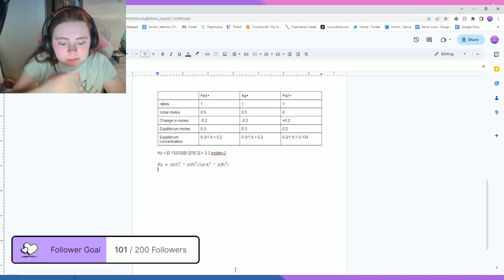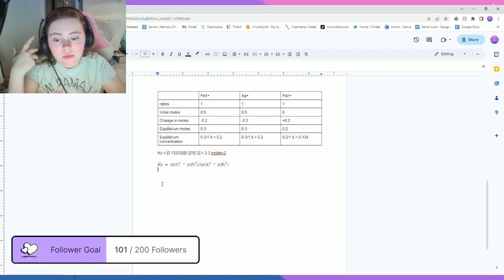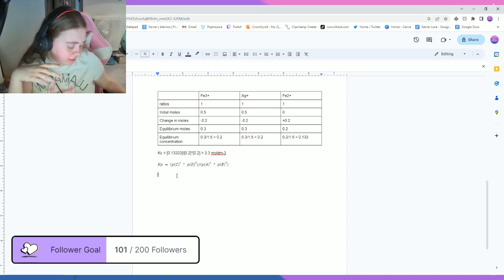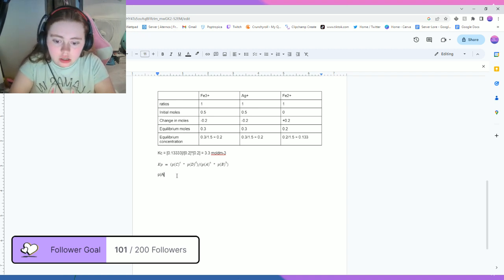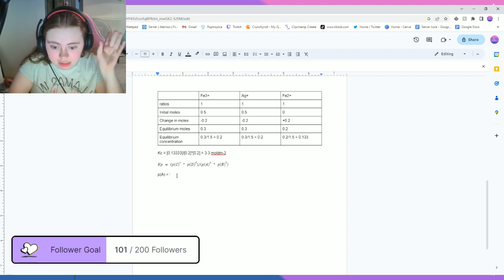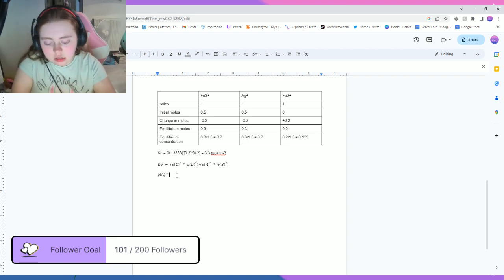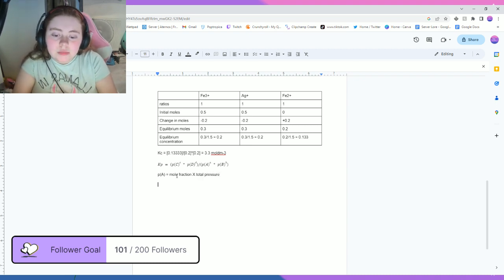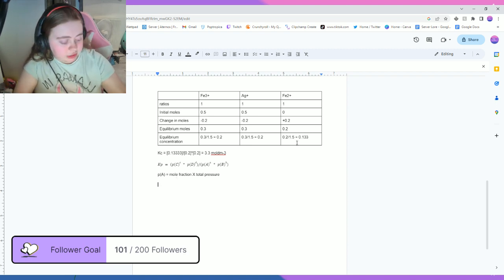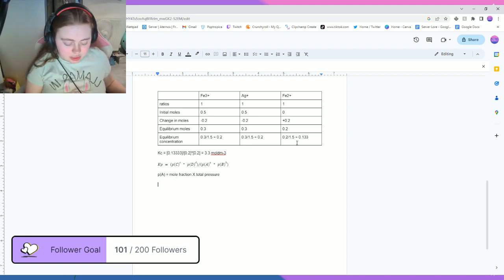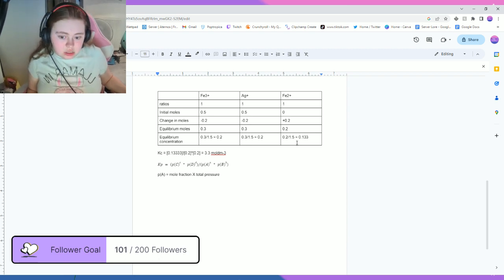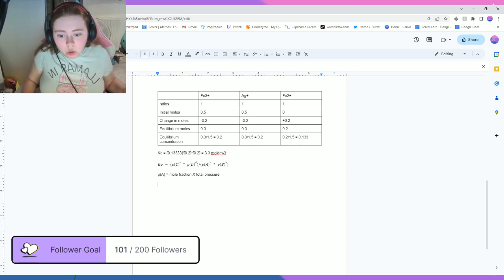What you need to work out partial pressure is this: the partial pressure of one specific reactant or product or compound in the equation is the mole fraction times the total pressure. Now you will be given the total pressure in the question, but you might not be given the mole fraction.